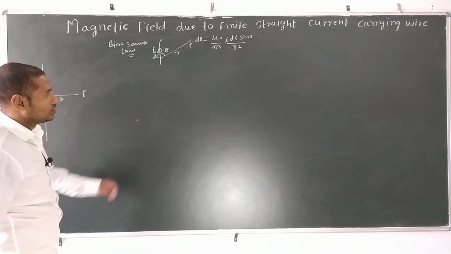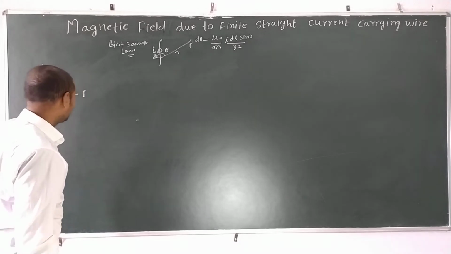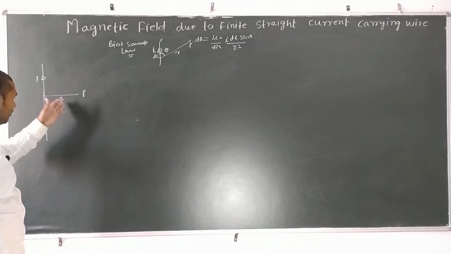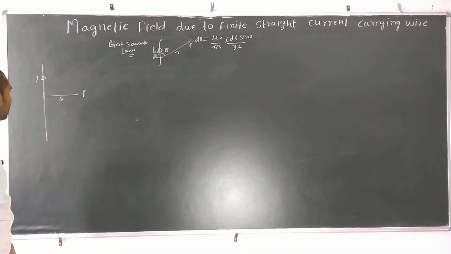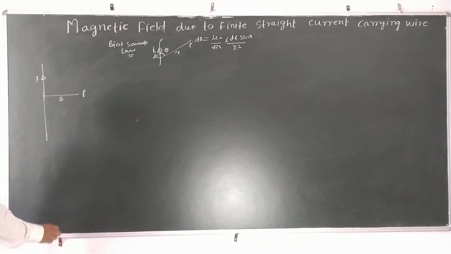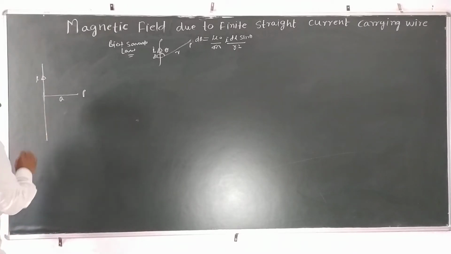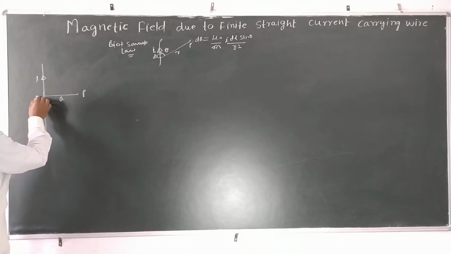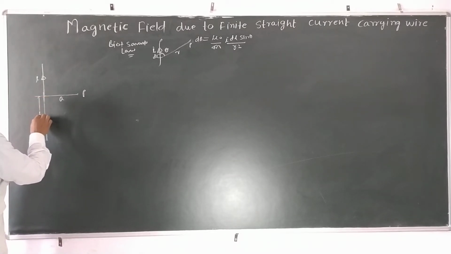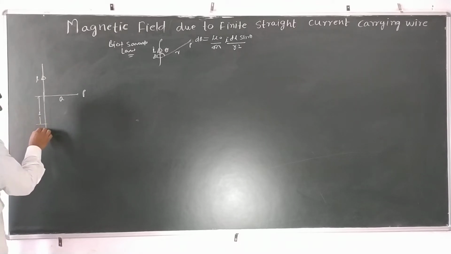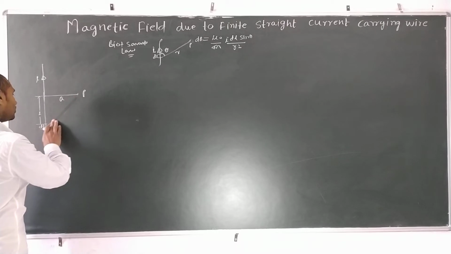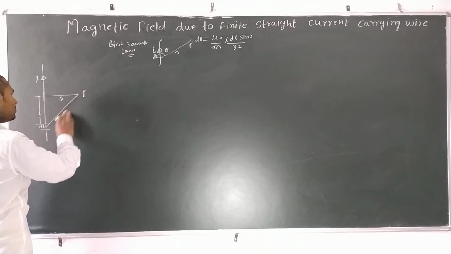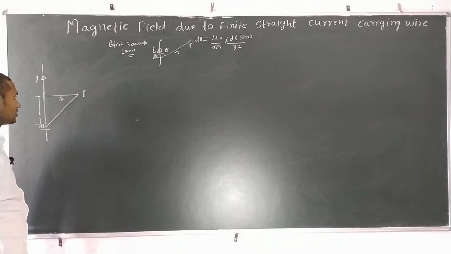So we will use this magnitude of dB to find out the magnitude of magnetic field at point P due to this finite length of current carrying wire. So we take an element of length dl from this length L, and due to this dl element we will find the magnitude of magnetic field, that is dB, and we will integrate that magnetic field.